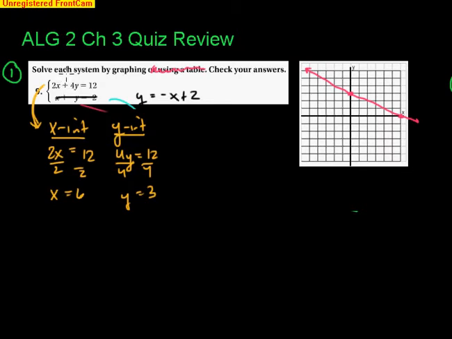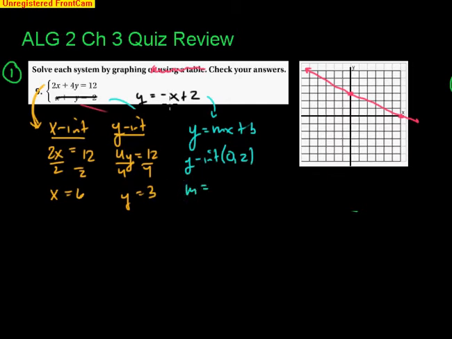Remember, this is not an inequality, so there's no shading. There's no solid or dotted question. It is a line. And now we graph the second one. And again, we changed it into slope-intercept form, y equals mx plus b. So the first thing we find is the y-intercept, and that is the b. It's 2. So we're going to go up 2 on the y-axis.